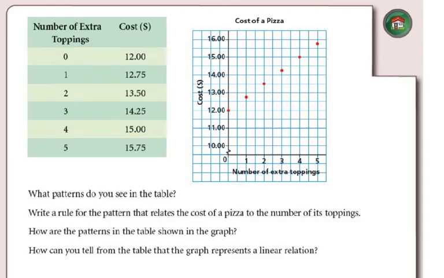So looking at this relationship between the number of toppings on a pizza and the cost of the pizza, I have it shown in two ways, as the table as well as the graph of the data.